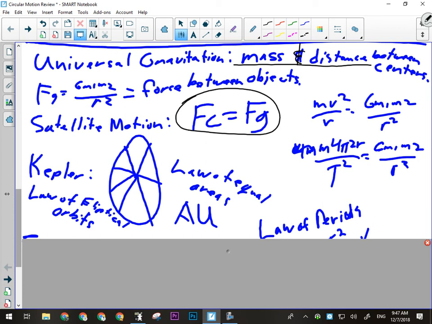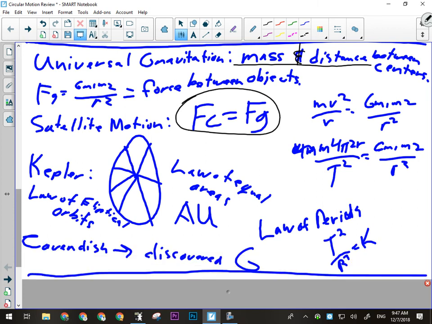And then obviously you have to know the law of periods. There may or may not be an opportunity for you to use the law of periods on the unit exam. It'll depend on how the satellite motion question goes. Maybe I give you enough information to use it, maybe I don't. You'll have to figure that out.